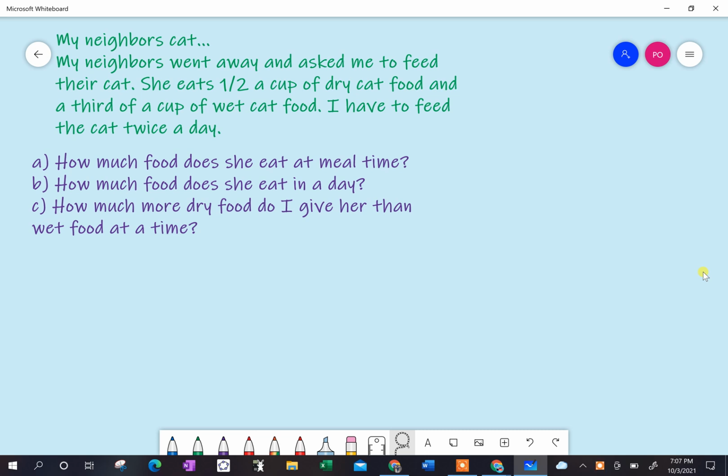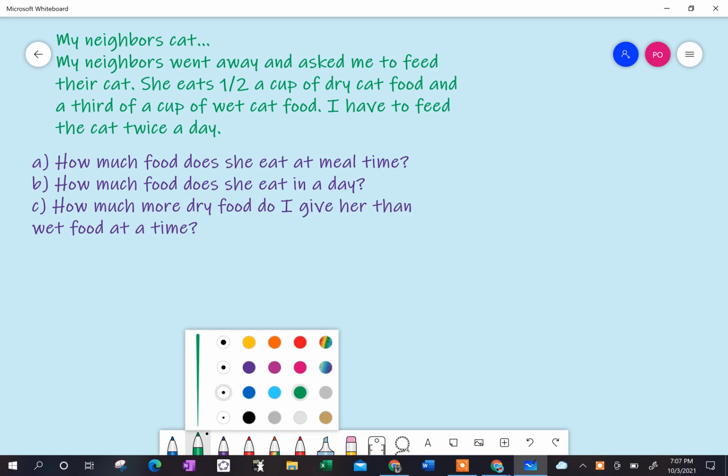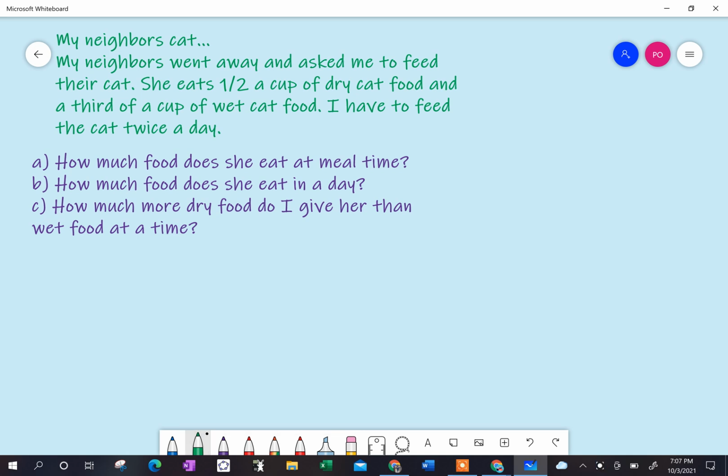So here's the deal. The other day, my neighbors went away and they asked me if I could watch their cat. And by the way, this is a true story. I'm not actually making this up. They told me that the cat eats half a cup of dry cat food and a third of a cup of wet cat food. So I have to feed the cat twice a day. So it got me thinking, how much does she actually eat at mealtime?